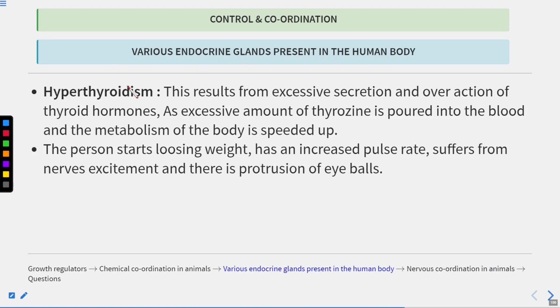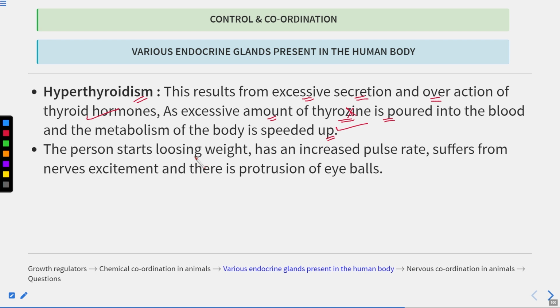Now let's talk about hyperthyroidism. This results from excessive secretion and overaction of the thyroid hormones. An excessive amount of thyroxine is poured into the blood, and the metabolism of the body is speeded up. So the level of this hormone, thyroxine, increases, or there is very high secretion of thyroxine. And because of thyroxine, the metabolism of the organism is speeded up.